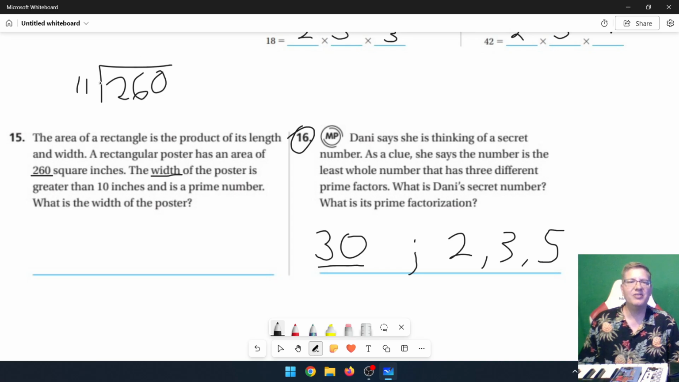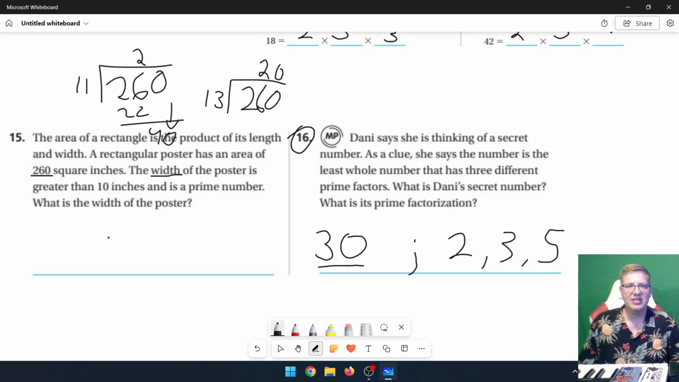11 will not go into 26, and if we try to work through our steps, we're going to end up with 22 here. We subtract to get 4, bring down our 0, and 11 will not go into 40 evenly. We would have a remainder. So 11 will not work. However, the next thing I would try would be 13. And if we do 13 going into 26, we will find that that does in fact work. So we can multiply 20 times 13 to get to 260.